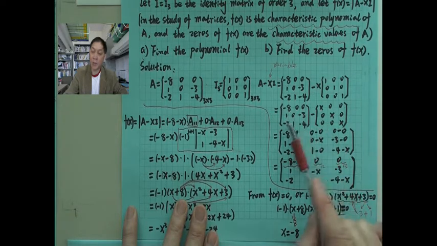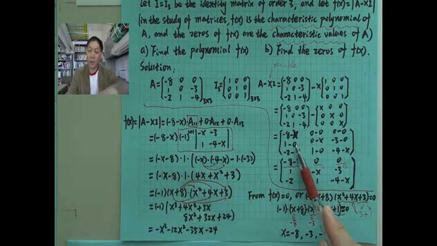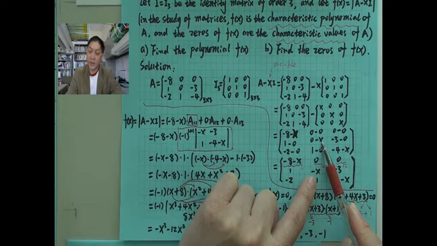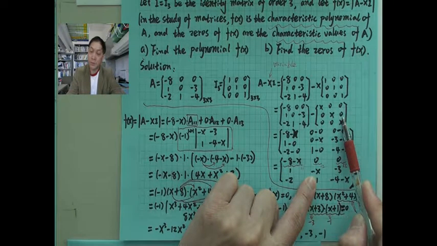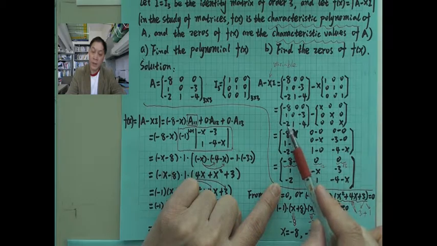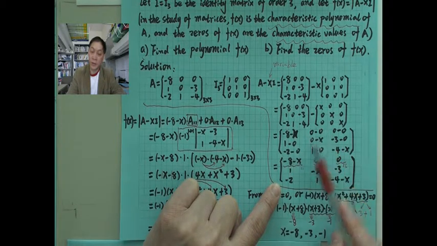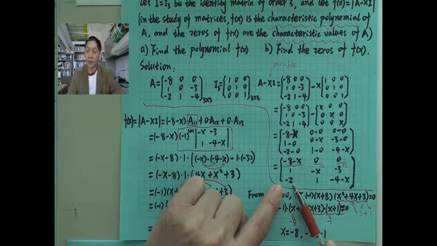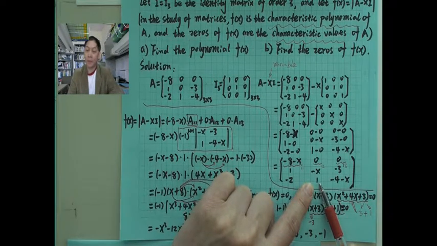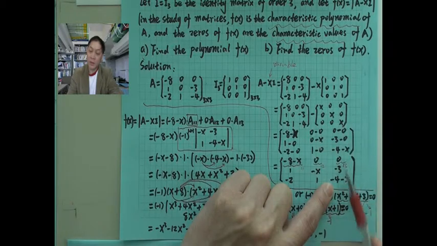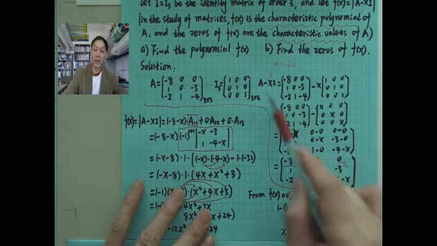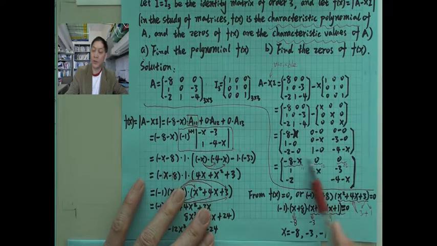1 minus 0 is 1 right here. 0 minus x is negative x. Negative 3 minus 0 is negative 3. Negative 2 minus 0 is negative 2. 1 minus 0 is 1. And then negative 4 minus x. So we figured out A minus xI is this matrix.